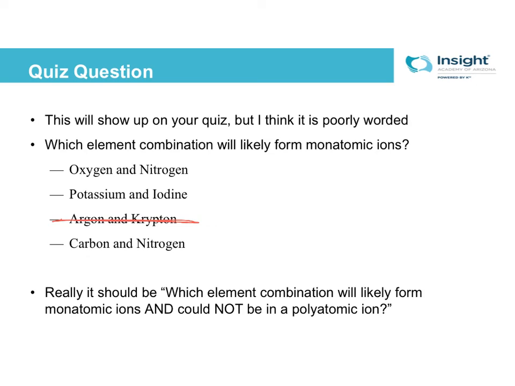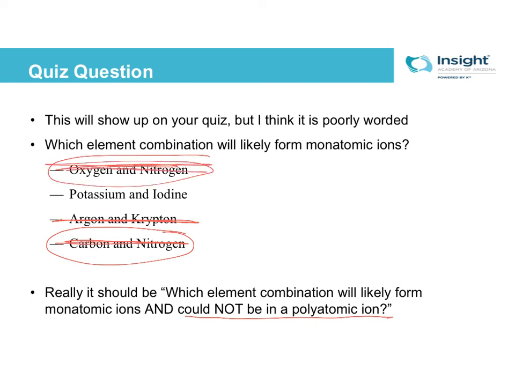All right. The rest of this, carbon generally doesn't form an ion at all, so you can kind of cancel that one out. But you can definitely cancel that out if you add could not be a polyatomic ion, because here we've got two nonmetals, here we've got two nonmetals. So those guys can make polyatomic ions. The only thing that couldn't be polyatomic would be the potassium and the iodine, because potassium's a metal. So this is the right answer to the quiz.